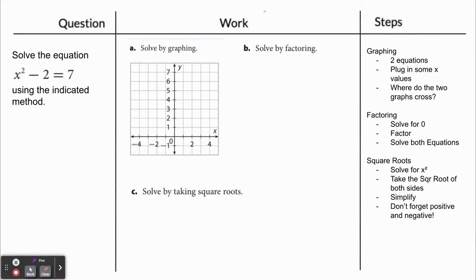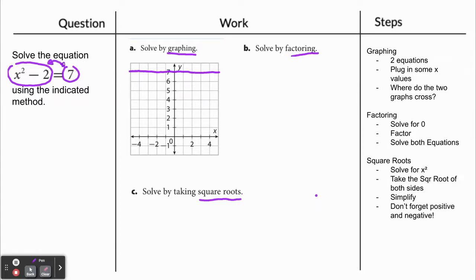So this might be a little bit longer because there's three different ways that we have to go about the same problem, but we're asked to solve the equation x squared minus 2 equals 7 using three different methods: graphing, factoring, and taking the square roots. Now graphing here, we look at it as two separate equations. We say x squared minus 2 and 7. So to graph 7, it just looks like a straight horizontal line when y is equal to 7 here. And we're basically seeing when these two cross each other.